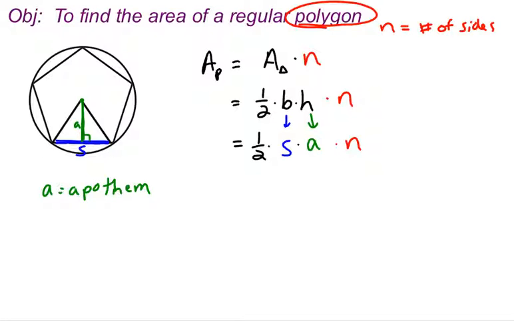And you can actually do it this way every single time. You can just find the area of the triangle. A lot of people like to do this. Hey, I'm going to find the area of the triangle, then multiply by the number of sides. Okay? One other possibility, if you prefer, we could simplify this slightly.